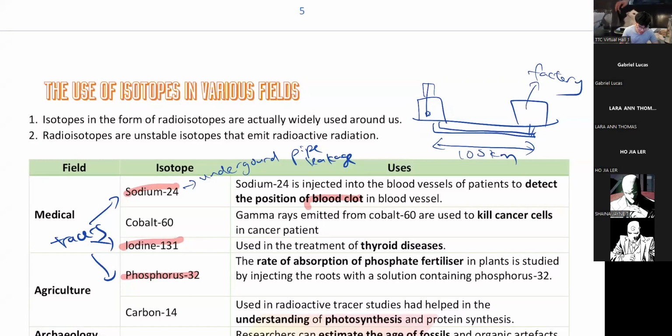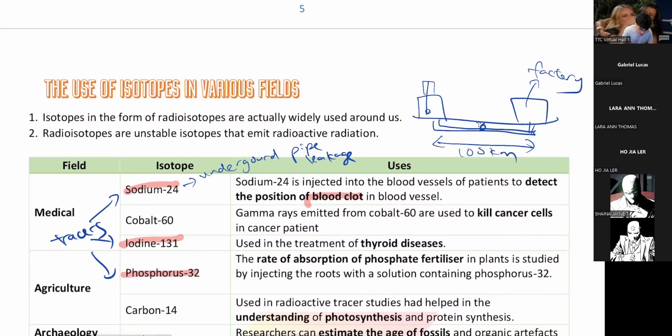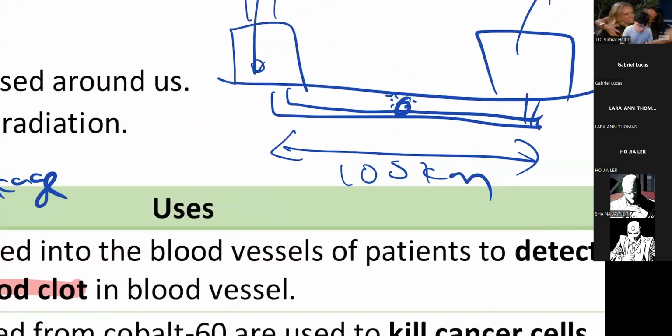If let's say there's a leakage somewhere here, you want me to dig up all this soil just to see where the leakage is? That would be really stupid. Would you want to dig up 100 kilometers worth of soil? No, you don't. So instead of doing something so dumb, why not we just use a tracer? When I put sodium 24 at the source here, the sodium 24 will go through the pipe. And if there's a leakage here, sodium 24 will leak out from here.